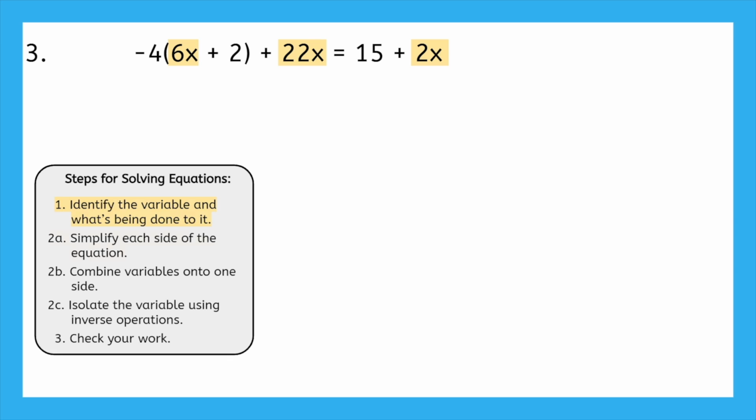Step 2a says we simplify. Go ahead and fully simplify each side of the equation, then unpause the video. When we simplify, we start with the distributive property. So multiply negative 4 by 6x and 2. That gives us negative 24x minus 8 plus 22x for the left side.